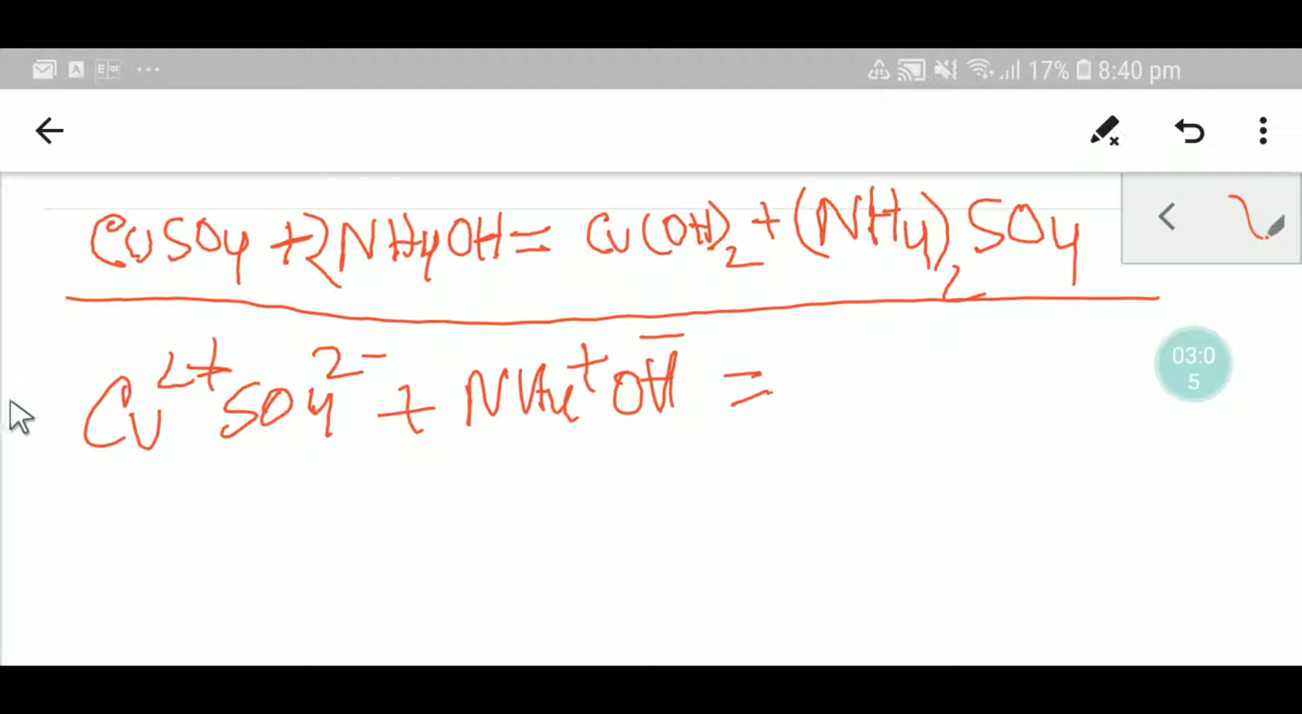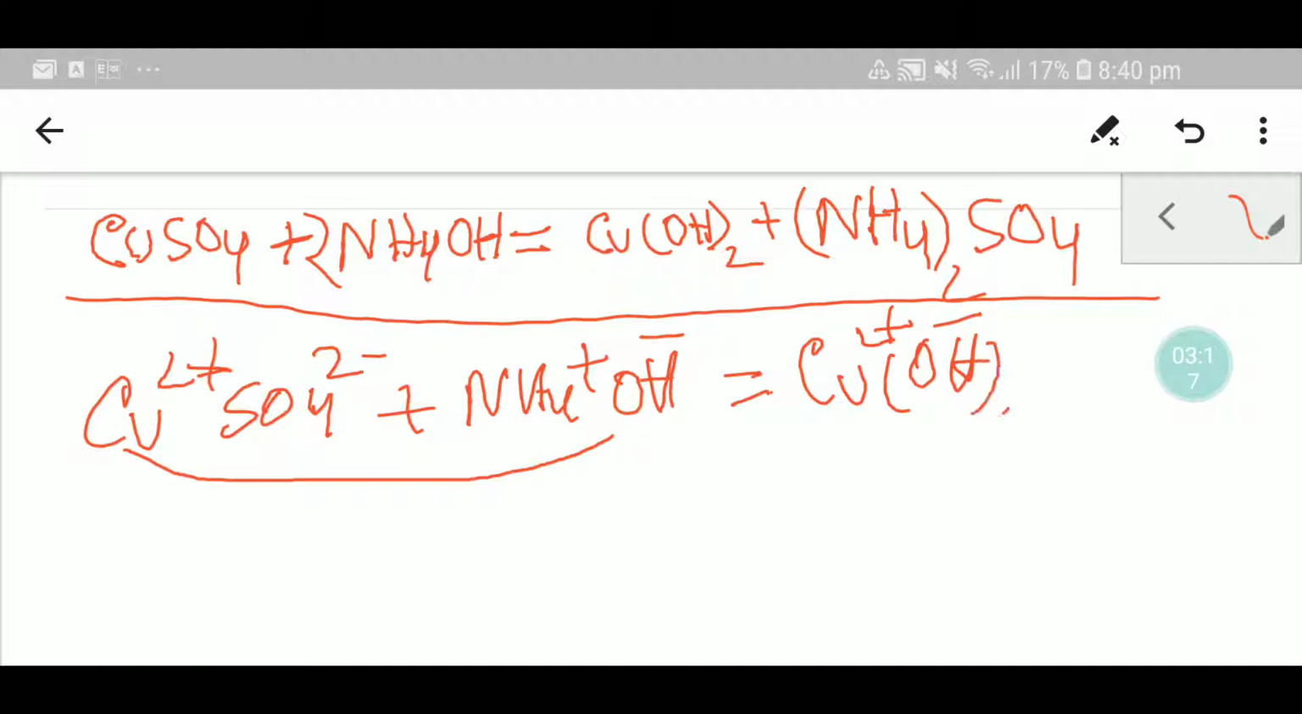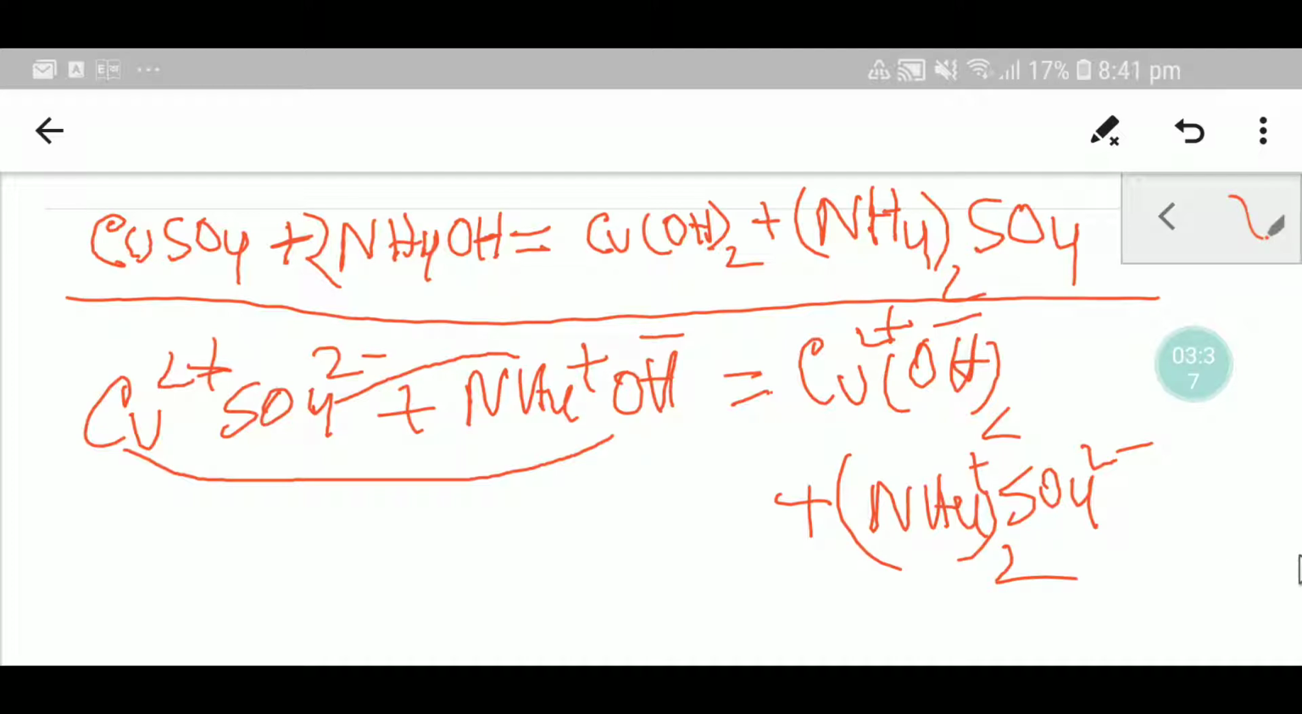So this positive charge will go with this negative, that is copper 2 plus and hydroxide 1 minus. To balance the positive and negative, I have to put 2 here, and then this positive will go with this negative, so you are getting ammonium sulfate, right? But to balance this formula, you have to put 2 here, that is, we need 2 plus with 2 minus, right?